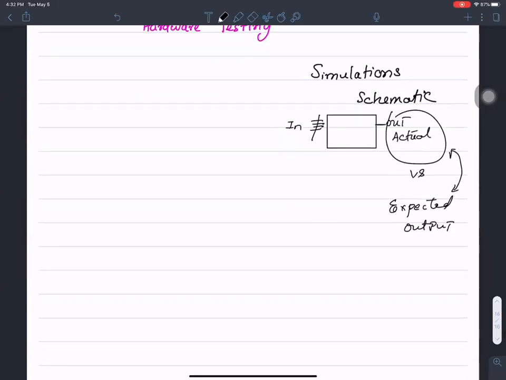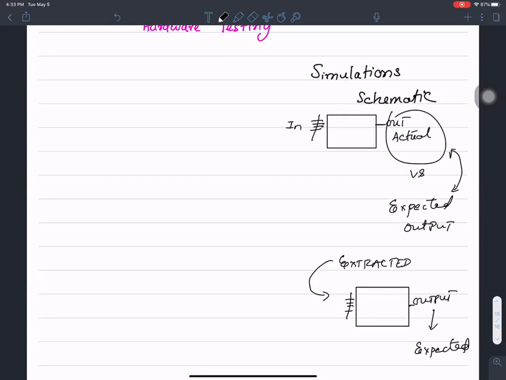And once you test on schematics, you do your layout, you extract your layout, and you do some more simulations on that. You apply the same set of inputs, you look at the output, and compare that to the expected value. What is it that you expect? And then to see if they match. If they match for all possible input combinations, then your circuit is functioning properly.